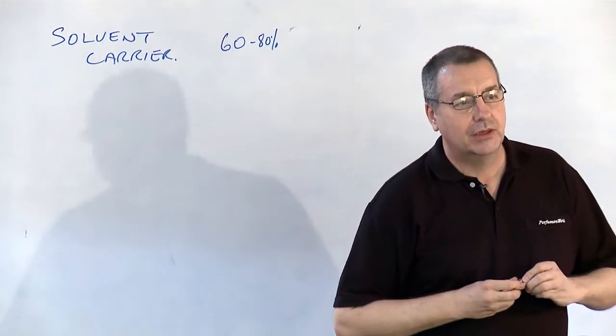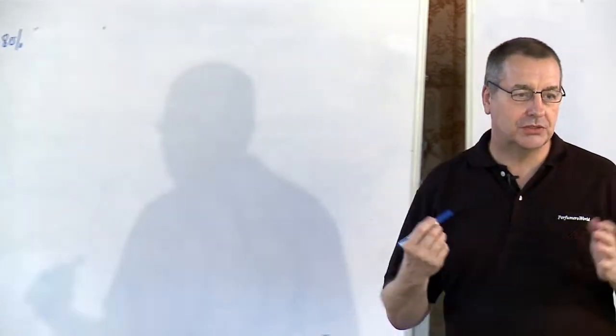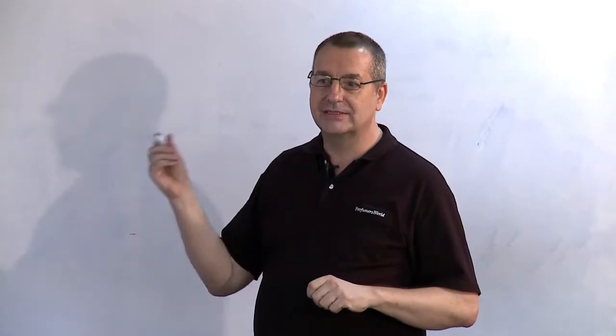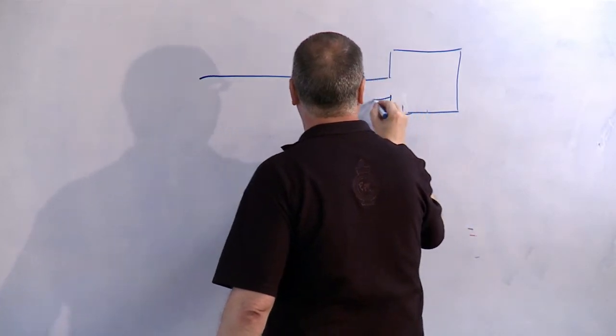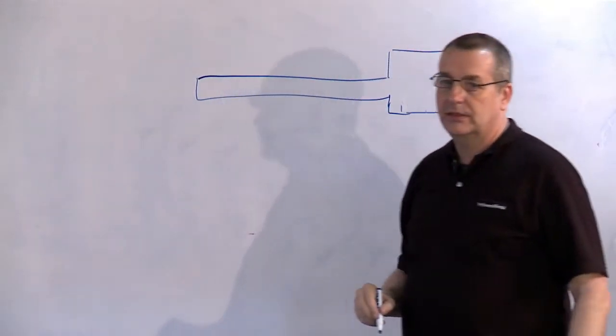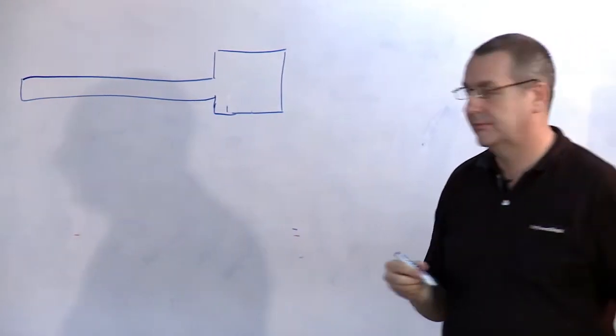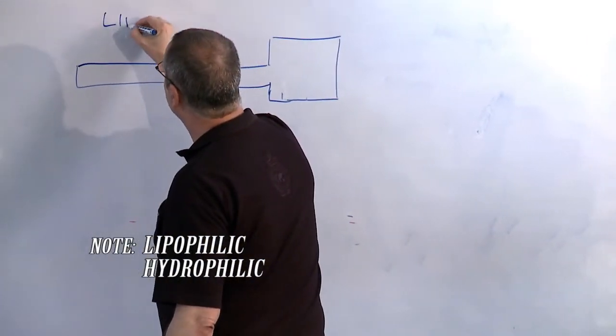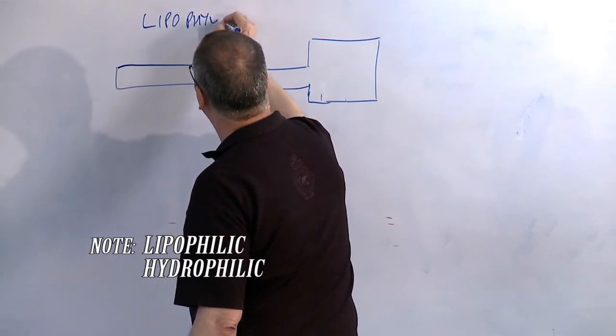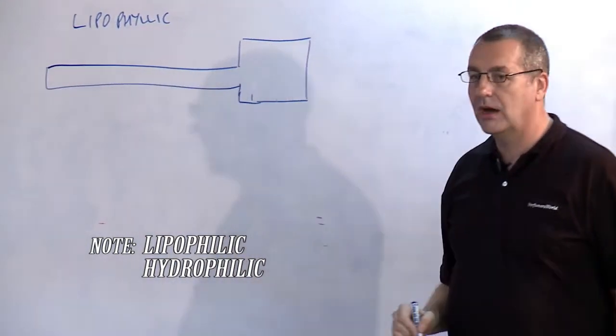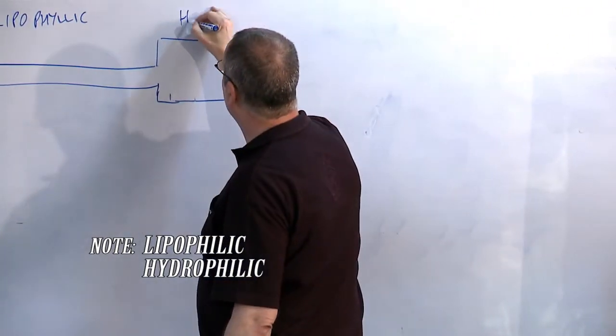The next common ingredient we find in most products is a thing called a surfactant. What does the word surfactant mean? Surface active agent. So a surfactant is a molecule that has a lipophilic, which means fat-loving, part, and has a hydrophilic part.